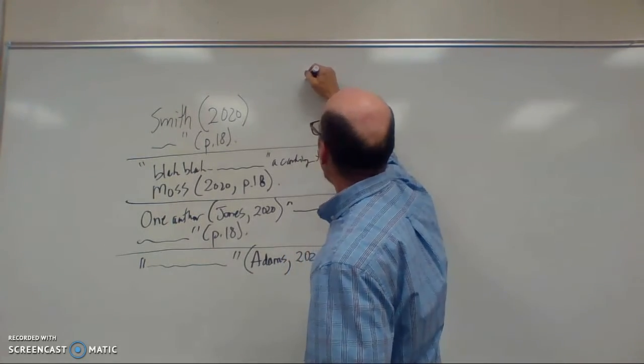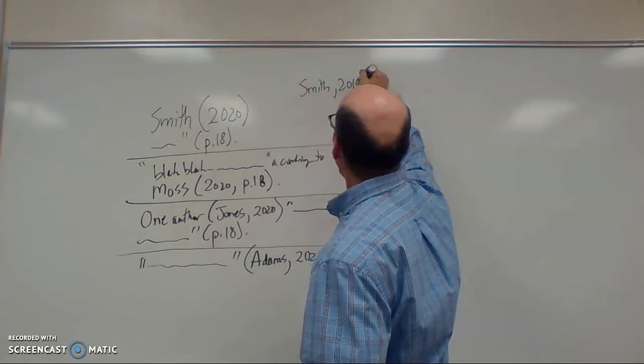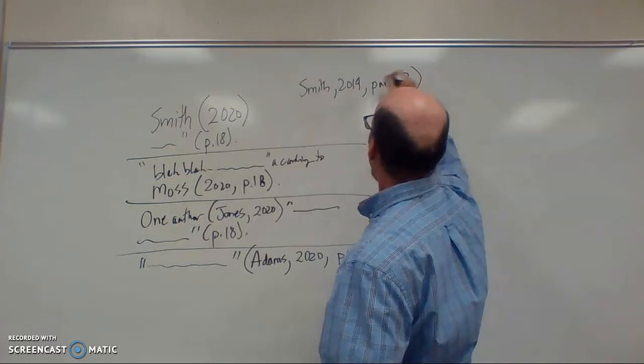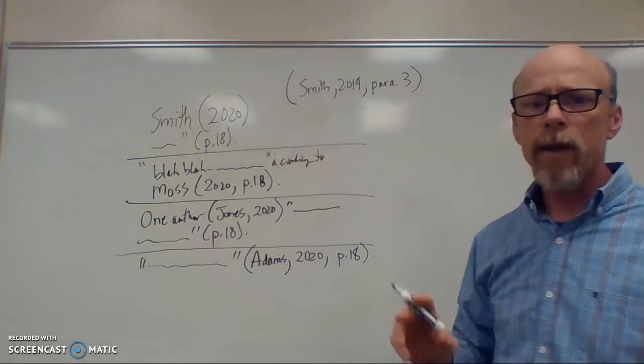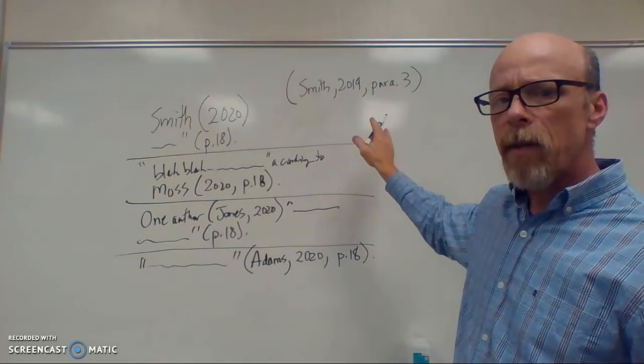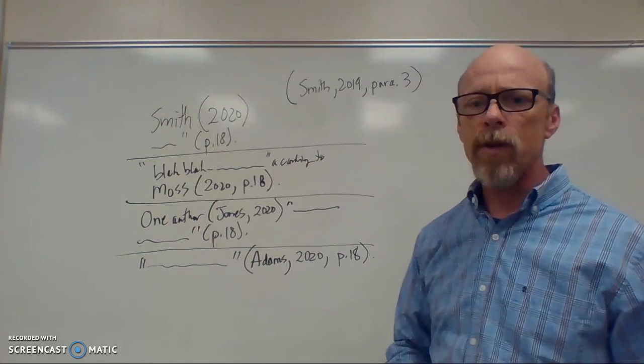You would have the author's last name, the year, and then PARA, and whatever the paragraph number is. So the author's last name, the year that it was published, and then PARA for paragraph, period, and the number 3. So don't stress over that.